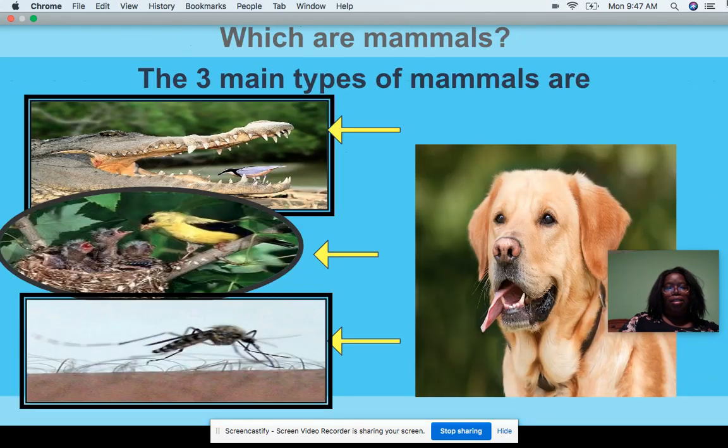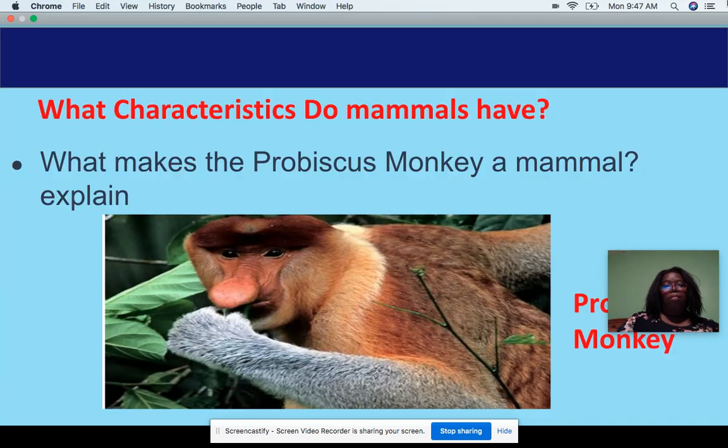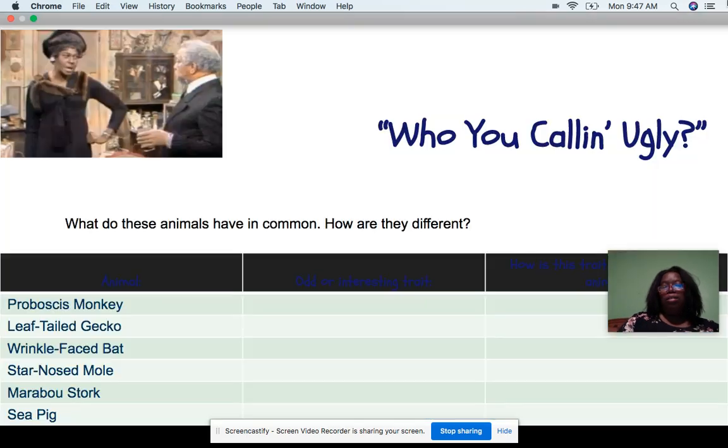And our last couple of things, which are mammals? Right, the dog would be the mammal. And like I said, large brains. And mammals tend to seem to be very intelligent. I guess I'm saying that because we're mammals. What makes a proboscis monkey a mammal? Yes, it has hair, and maybe some other things you can research and find out.